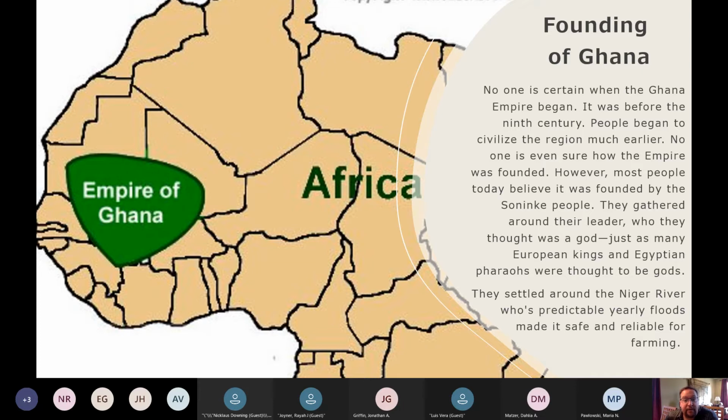They gathered around their leader, who they thought was a god, just like many of the other European kings and Egyptian pharaohs that we talked about. They settled on the Niger River, whose predictable yearly floods made it safe and reliable for farming. People aren't going to die in floods if every year at the same time the river floods to a certain level. If it's predictable, then it's not a big deal. It's actually a good thing because it'll flood your farmlands.